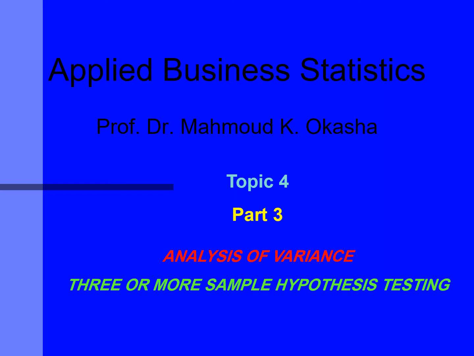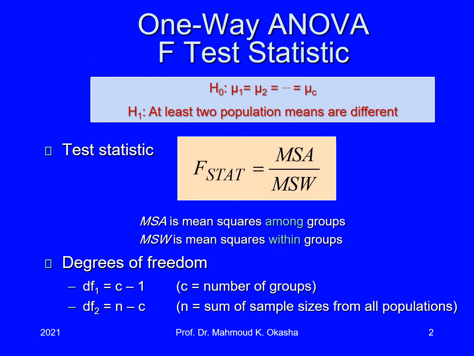And we mentioned that the analysis of variance is needed to test the hypothesis that three or more population means are equal. So the null hypothesis is usually like that: mu1 equals mu2 equals mu3 and so on. If we have three population means and we want to test the equality of these three means, then H naught will be mu1 equals mu2 equals mu3.